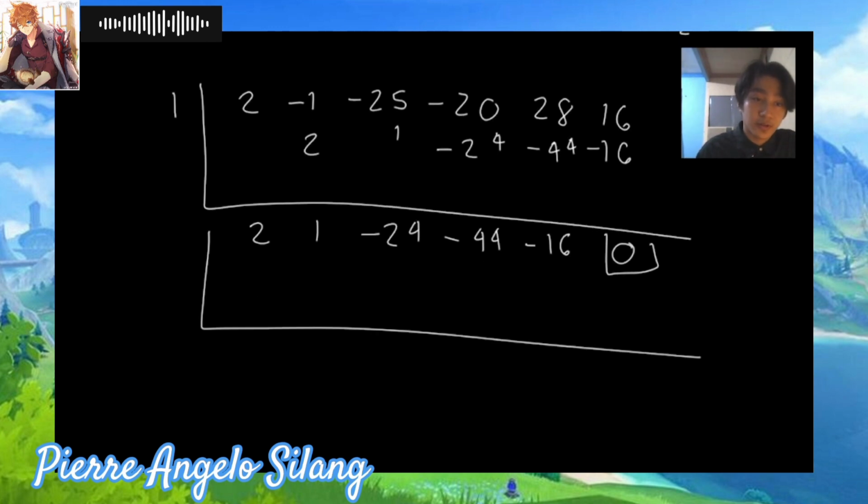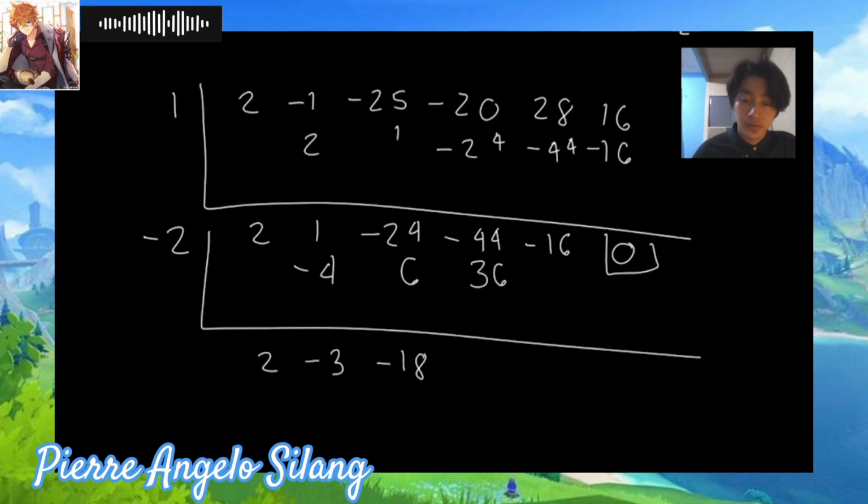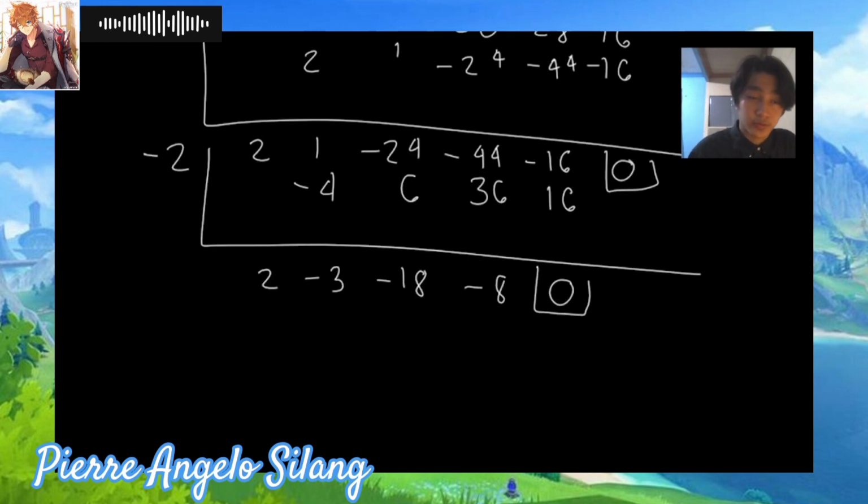We will just continue this using the first equation. So let's try negative 2. Bring down 2. 2 times negative 2 is negative 4. 1 minus 4 is negative 3. Negative 3 times negative 2 is 6. Negative 24 plus 6 is negative 18. Negative 18 times negative 2 is 36. Negative 44 plus 36 is negative 8. Negative 8 times negative 2 is 16. Negative 16 plus 16 is 0. Therefore, negative 2 is also one of our zeros.